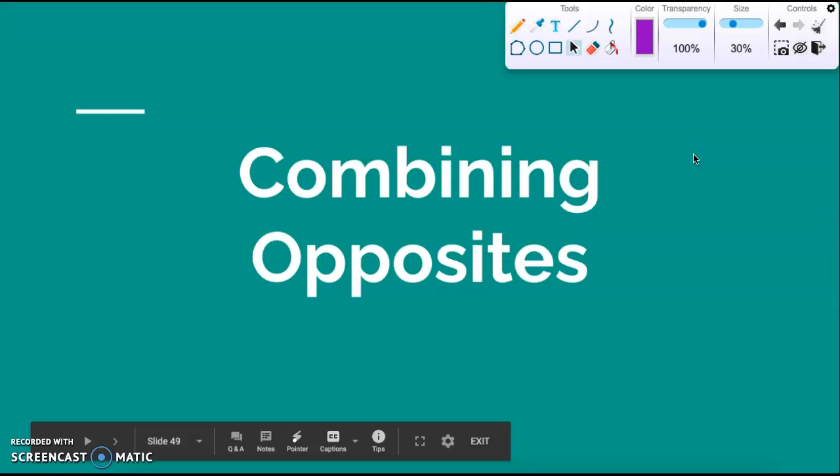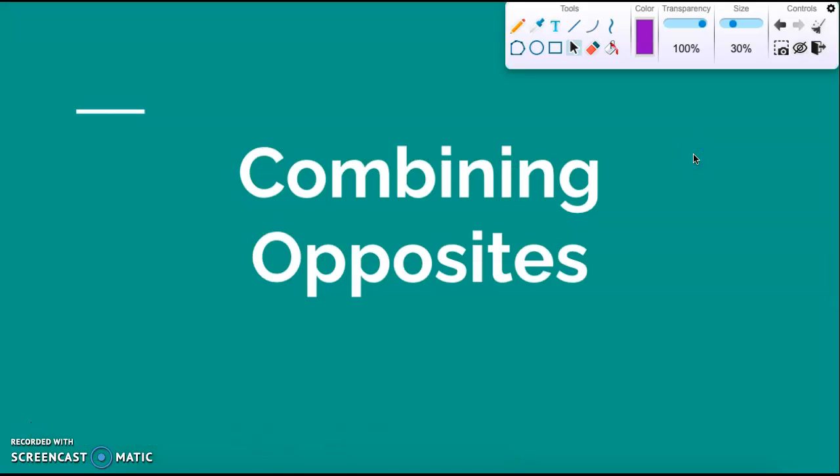All right, so speaking of opposites, we're going to talk about what happens if we combine them. So we have 5. The opposite of 5 is negative 5. And combining means we want to add them. All right, so what do we think 5 plus negative 5 is?